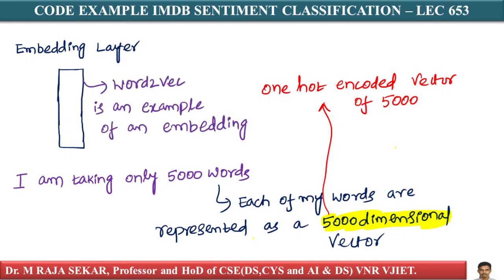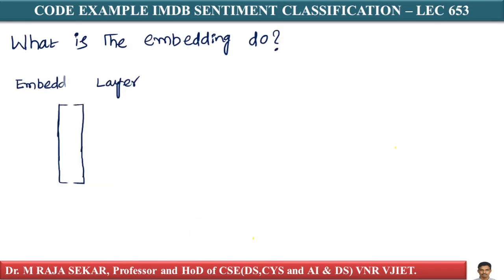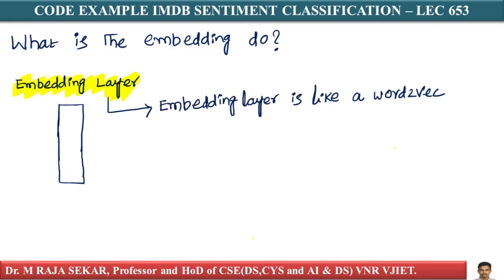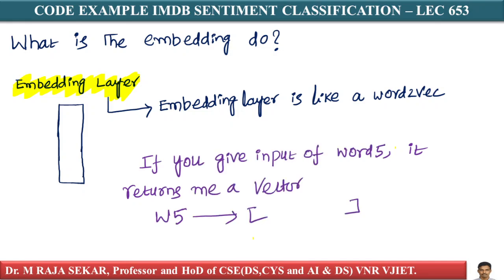What is this embedding layer? It's like word2vec, because word2vec is one example of an embedding. What does the embedding do? Embedding layer is like a word2vec. If you give a word as input, it will return a vector. In a similar manner, if you give word 1, it will give me a vector representation of word 1. That is the purpose of the embedding layer.